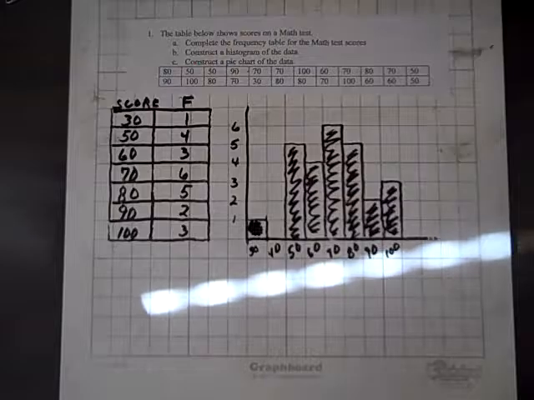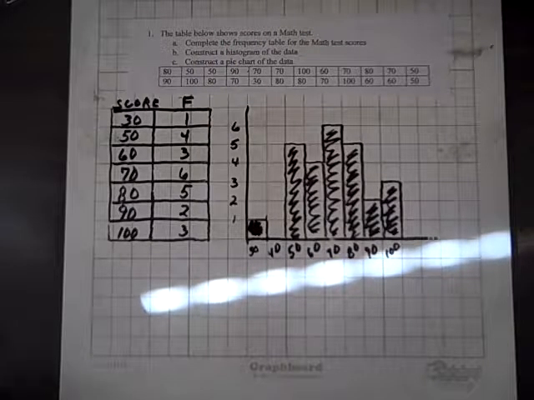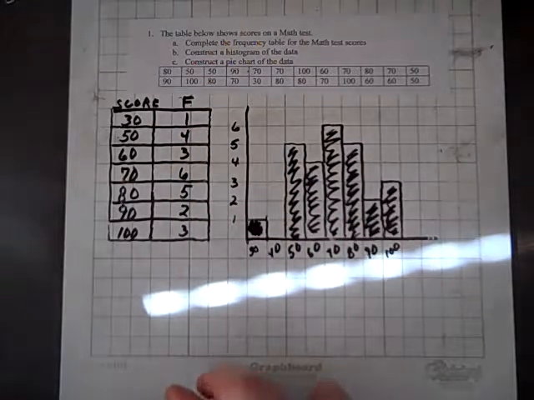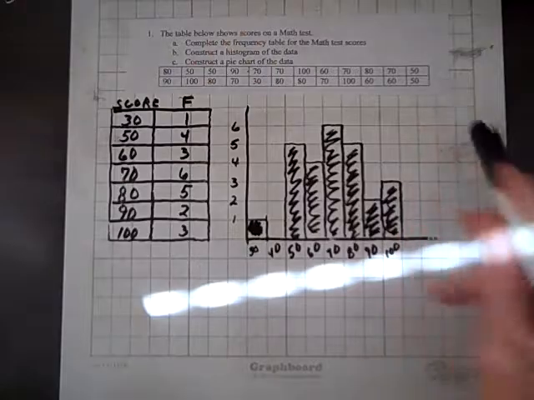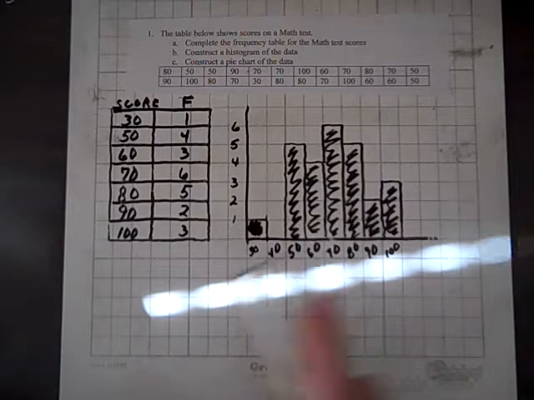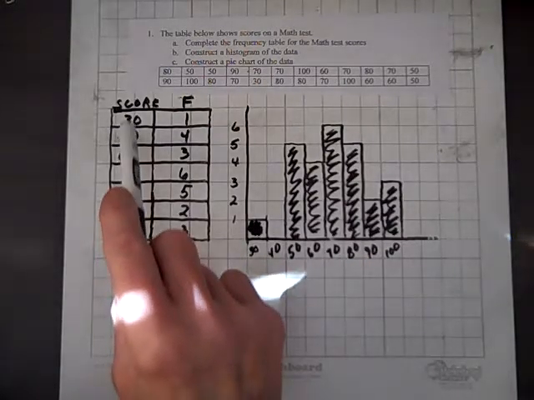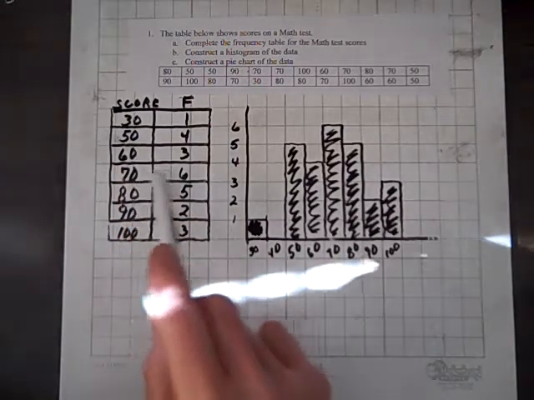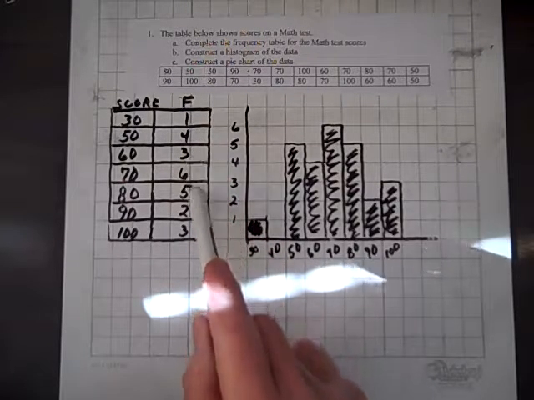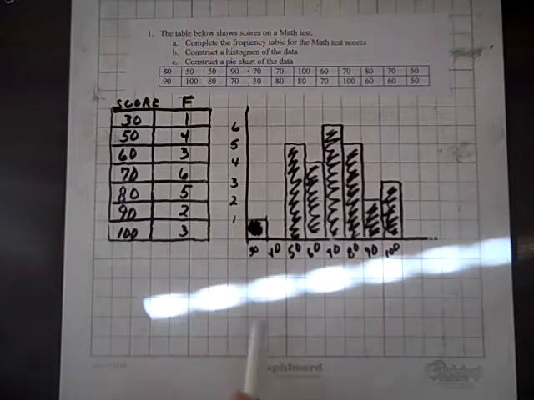Okay, we're talking about describing data, and our first question relative to that says: this table shows scores of a math test. Complete the frequency table for the math test scores. Well, here's the frequency table. The scores are listed, and the frequencies with which they occur are also listed in this column.